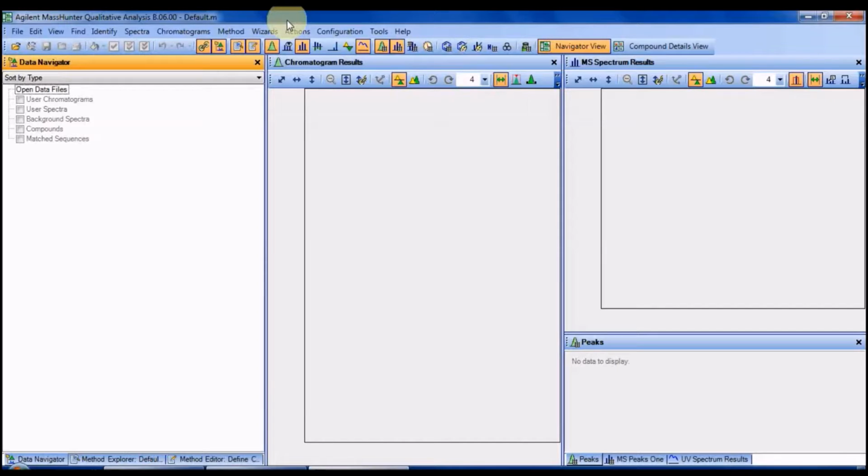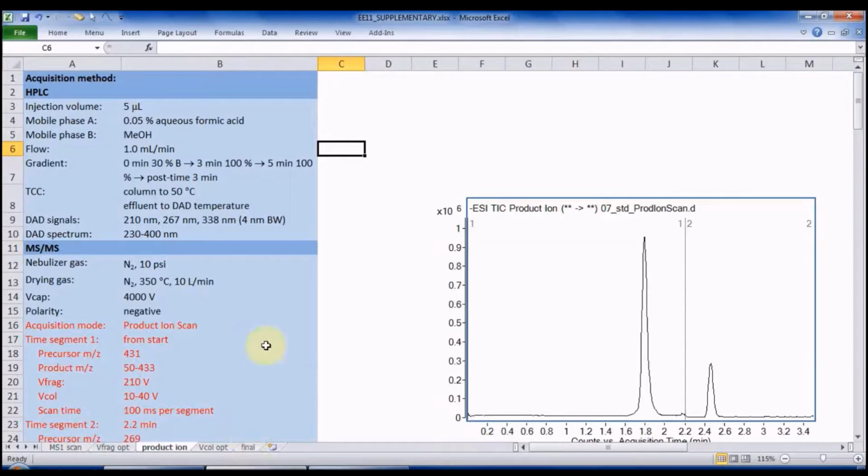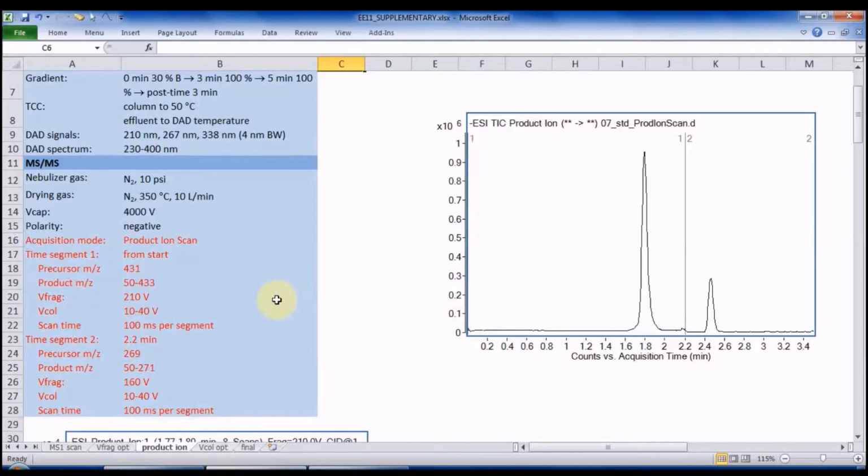To select the product ion, we first need to record collision-induced dissociation spectra of the analytes. Since the fragmentation pattern depends qualitatively and quantitatively on collision energy, the spectra should be recorded at several collision energies. The experiments are performed in product ion scan mode with deprotonated ions as precursors at the previously determined optimal fragmentor voltage and with collision energies in the range of 10 to 40 volts with 10 volt increments.